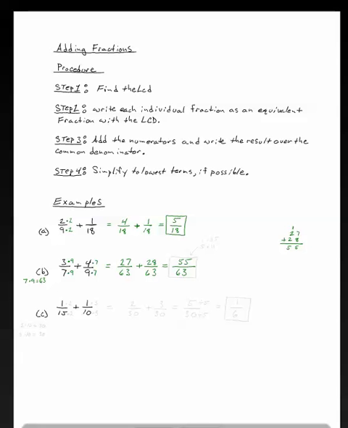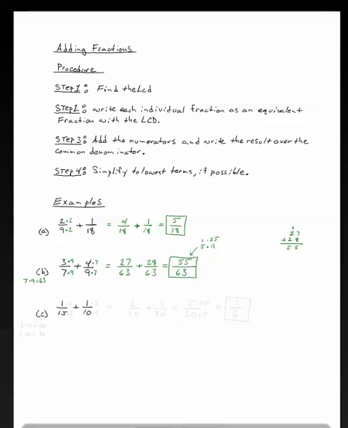And now we want to know whether or not this is reducible. Well, when I'm looking at the 55, I know that 55 comes from 5 times 11. And there is no other way to make 55 other than 1 times 55. 63 is not divisible by 5, and it's not divisible by 11. So these don't share any common factors. So we're done.